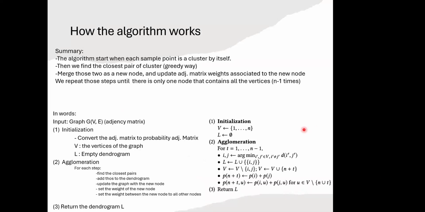We have the pseudocode over here, and it's also in Word if you want to look at it yourself. I'll explain over the pseudocode. First of all, we initialize the vertices to be all the nodes, and we set L, which will be the dendrogram, to be empty. And then we do the aggregation part. Aggregation, as we said earlier, is the merging of 2 nodes. We do it n-1 times.